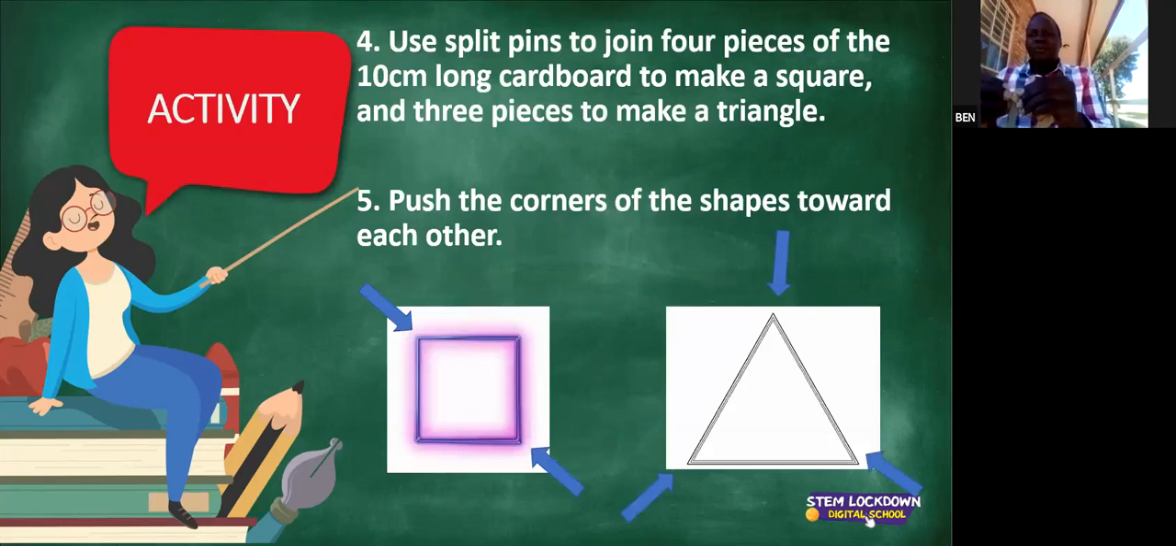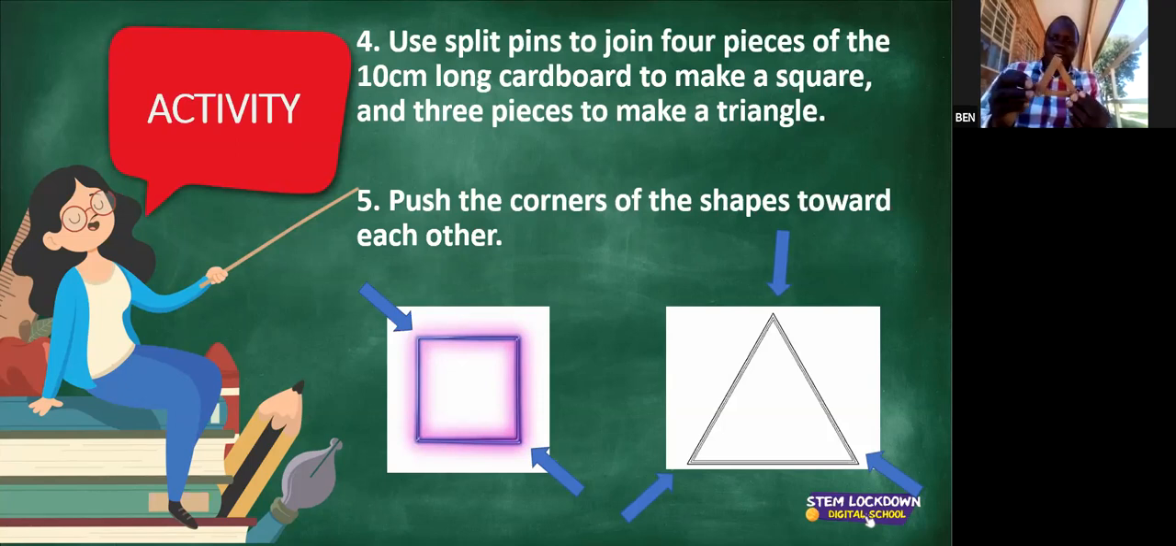Now I've got 2 pieces joined together. You see now, this other one is a triangle, and this one is a square. Now what must you do? I must try to push the corners of the shape towards each other. Now here is the corner. I push this side towards the other side and see what happens.